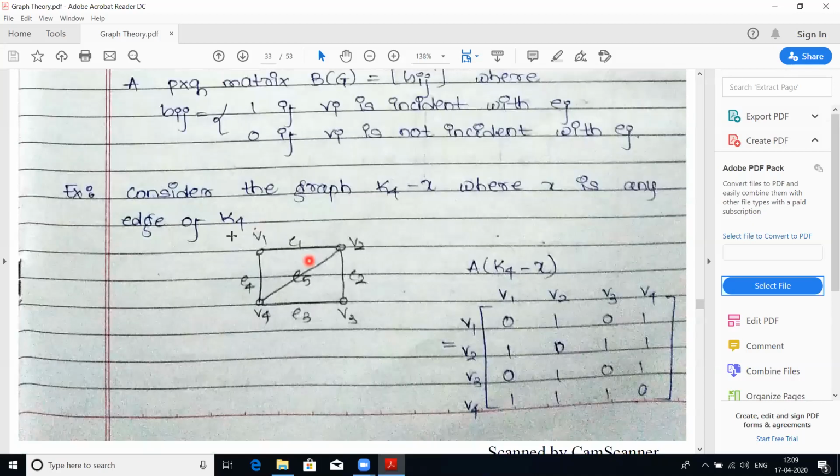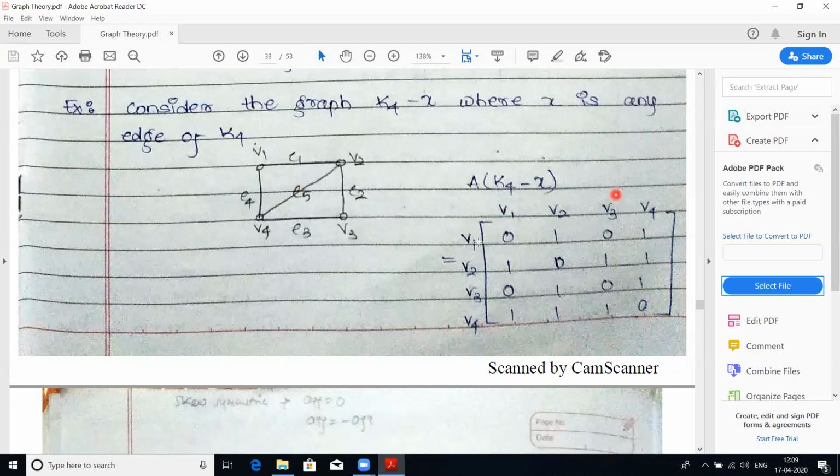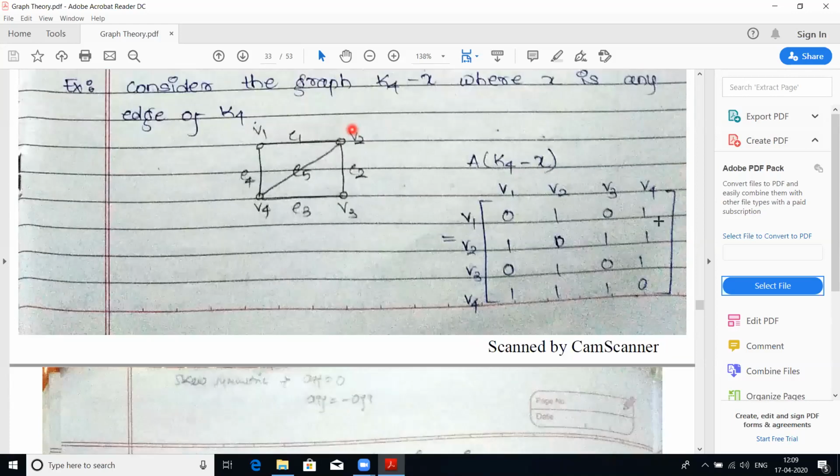See, the example is given here. Consider the graph K4 minus x, where x is an edge of K4. One edge is removed. The edge between v1 and v3 is removed, so that is K4 minus x. Now the adjacency matrix. For adjacency, we have to consider only the vertices. So v1, v2, v3, v4 along the rows and columns. There are 4 vertices, so we get a 4 cross 4 matrix. There is no loop.